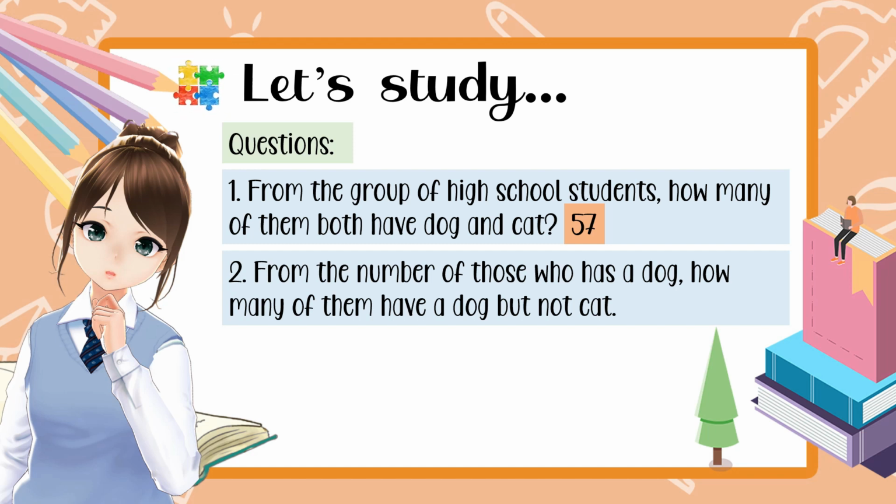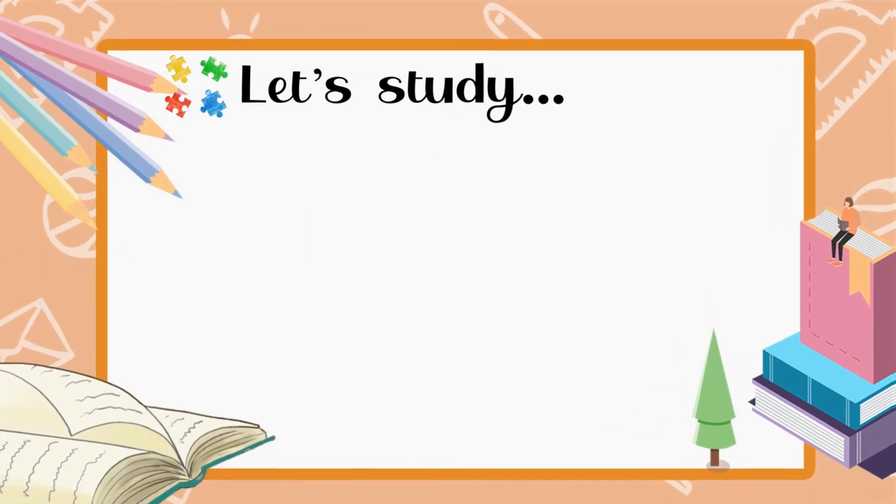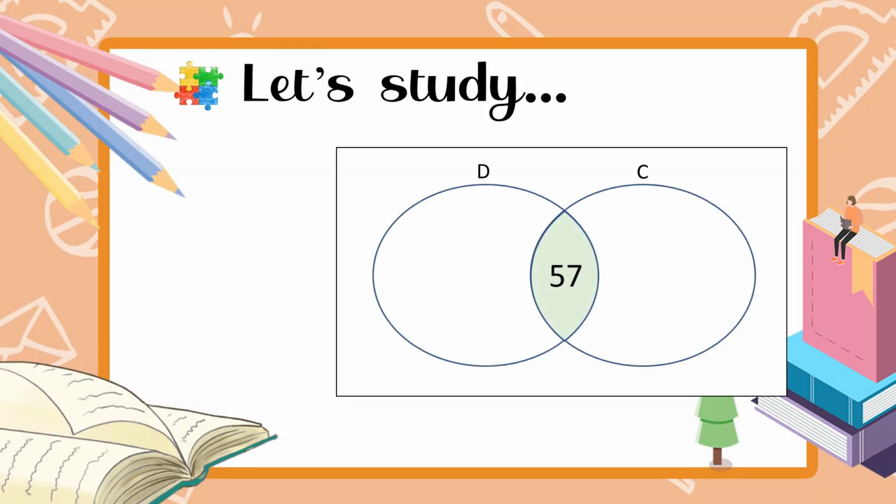Balik tayo sa ating Venn diagram. Here is our Venn diagram. So, from the question, ilan lang yung may dogs? Dogs lang ang alaga. So, here, this circle for set D, this whole circle represents those students who have a dog. So, lahat ng yan ay 237. Pero meron na tayong students na 57 na sumagot na meron silang dogs, meron din silang cats. So, ang hinahanap lang natin yung solong dog lang ang alaga.